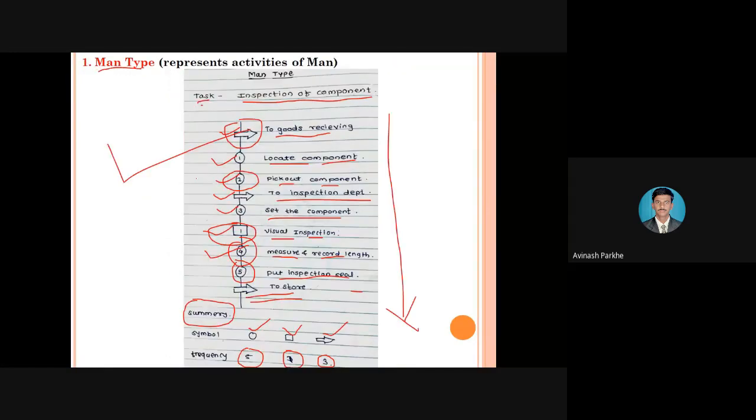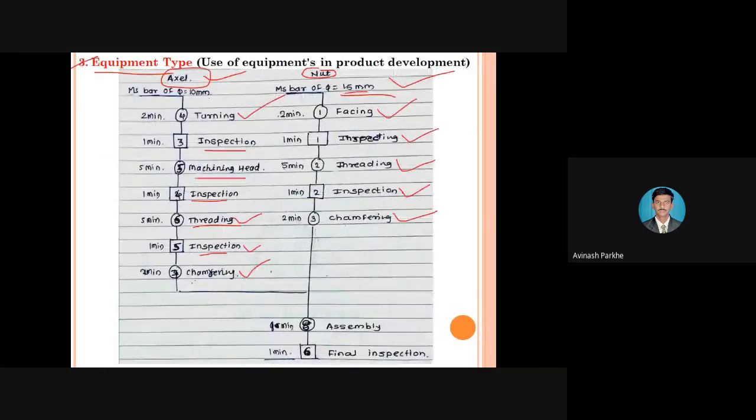And at the end, the summary is very important, so at the end you have to represent the summary also. And the third type is totally different, in which the number of actions performed by a particular equipment are represented. Through this type number 3, you will get the sequence of operations. You can see in the nut manufacturing, initially we have to go for facing. After facing, we go for threading. After threading, we go for chamfering. That means during nut manufacturing, you will get the proper sequence of operations.